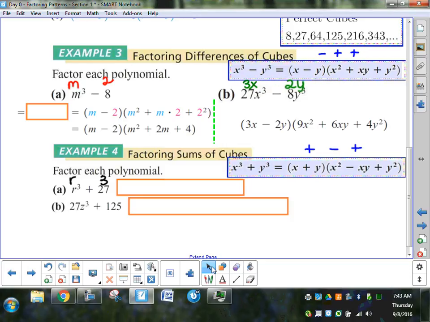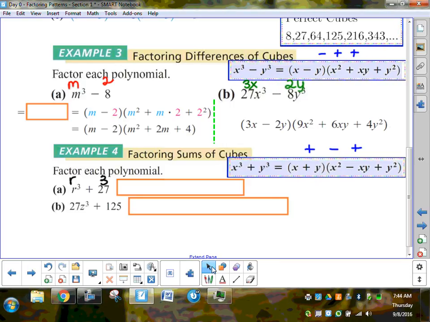Hands up, please, if you can tell me what the binomial factor that this would factor down to, what the binomial component of that factor would be. We'll wait for 5 of you. We've got 1, 2, 3, 4. You want to say please?